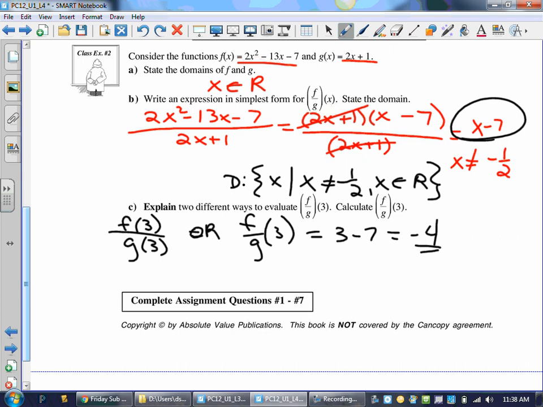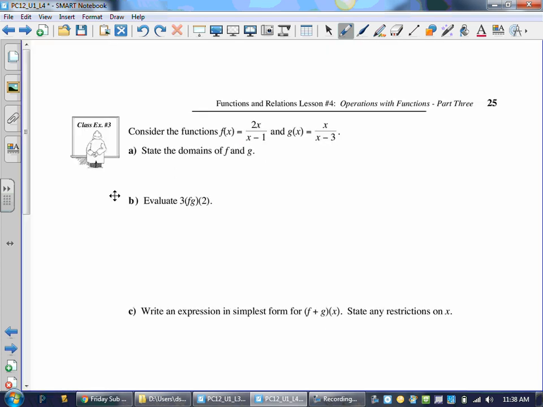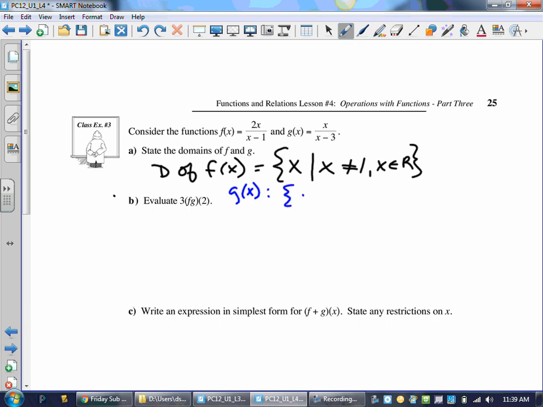Okay, a couple more things and then we're done. On the next page, it says consider the functions f of x and g of x, take the domains of them. Oh boy. Okay, so domain, remember we can't have a 0 on the bottom, so the domain of f of x is going to be x such that x cannot equal 1. But the domain of g of x is going to be x such that x cannot equal 3, where x is an element of real numbers.